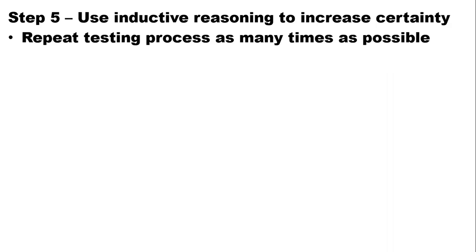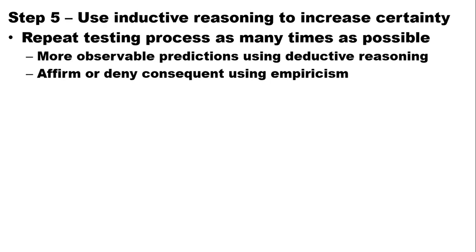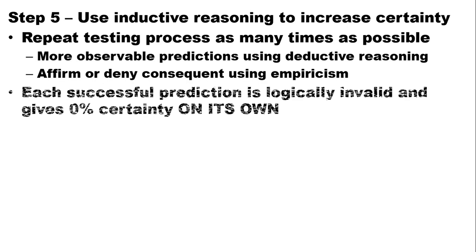So what do you do? You repeat the testing process as many times as possible. How do you do that? You make more observable predictions using deductive reasoning. More: if my hypothesis is true, then here's something else I should observe. And if my hypothesis is true, then here's a third thing I should observe. And in each case, you go look for the predicted consequent, and you either affirm it if you find it, or you deny it if you fail to find it.